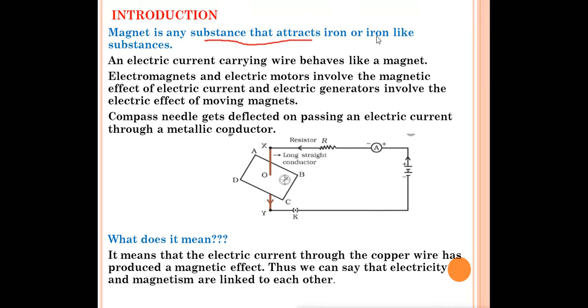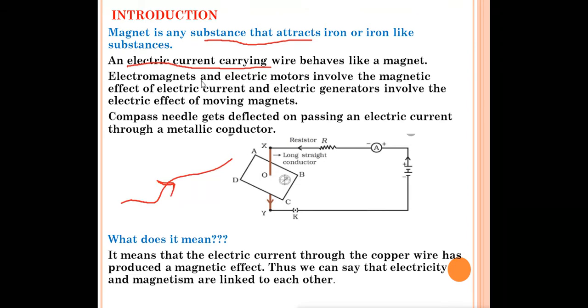An electric current carrying wire behaves like a magnet. So what will behave like a magnet? An electric current carrying wire. Suppose this is a wire and it is carrying some electric current. At the same time it will also behave like a magnet.